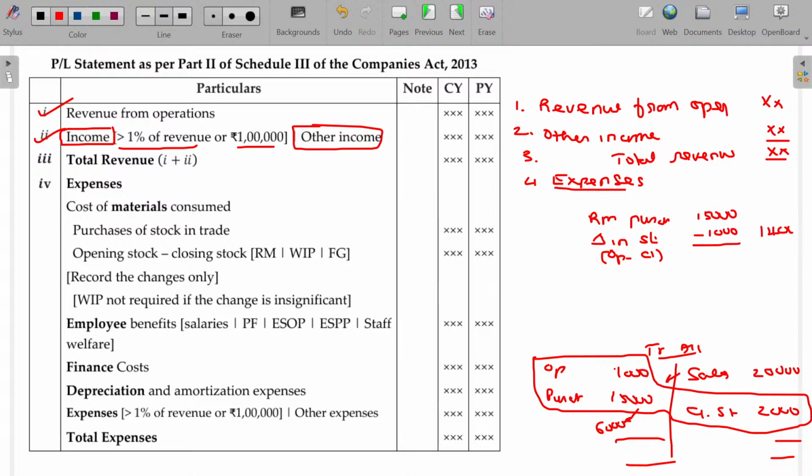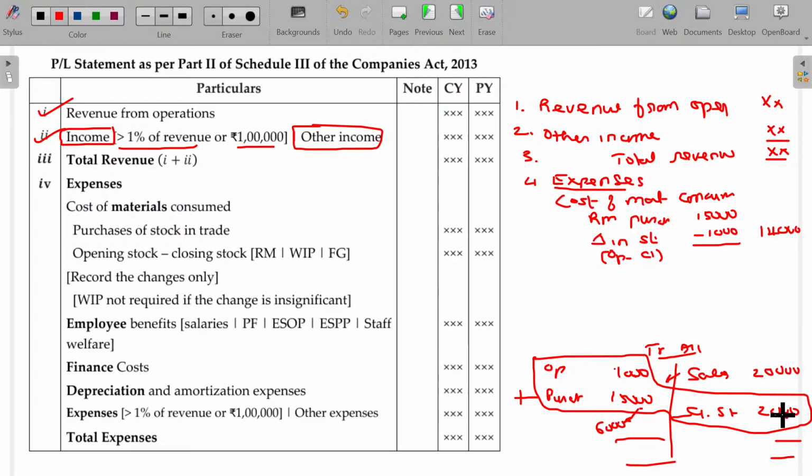14,000 is the ultimate value, and what you have is nothing but the cost of material sold or consumed. This is called cost of materials consumed. Clear? Now, how much worth of stock is sold here? Opening stock plus purchases minus closing stock. 1,000 plus 15,000 is 16,000, minus 2,000. 14,000 rupees worth of stock sold for 20,000 rupees. We made a profit of 6,000.